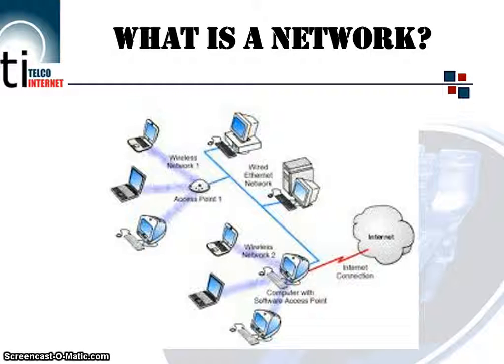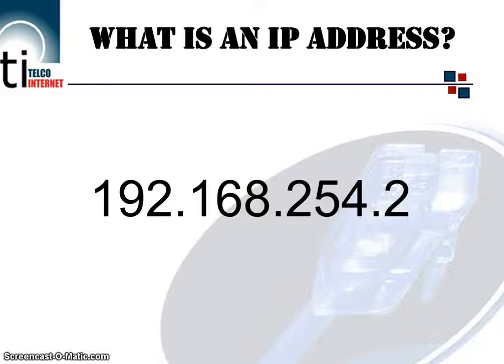their communication. Now, in order for these devices to communicate together, they need unique addresses, so that messages that are destined for one device don't end up on another device. Each device that communicates on a network needs a unique address. On an IP network, this unique address is called an IP address, and it looks something like this: 192.168.254.2. That's an example of an IP address.